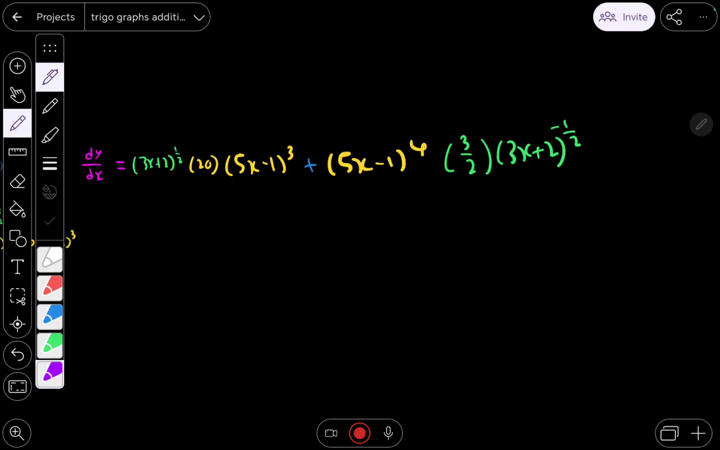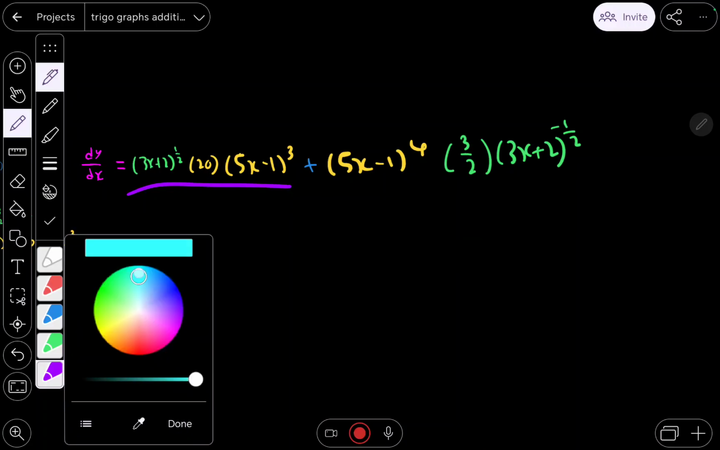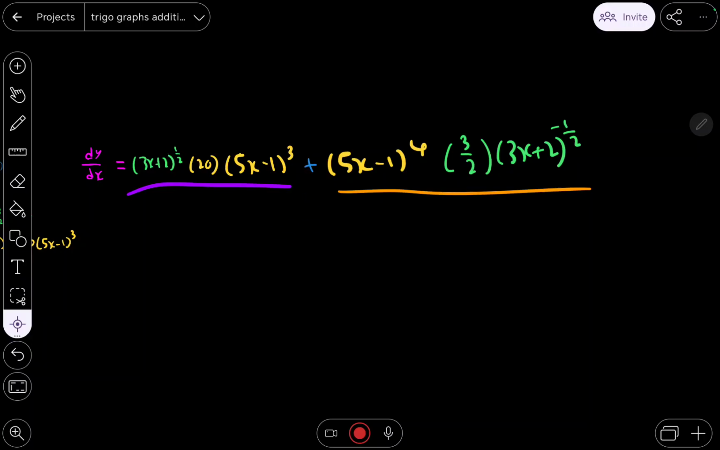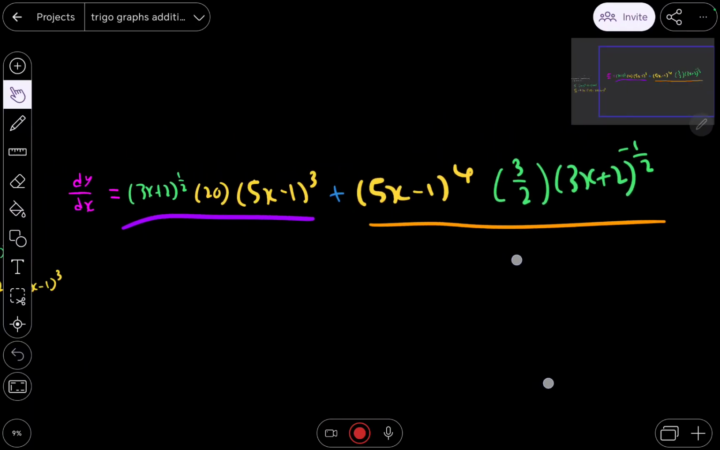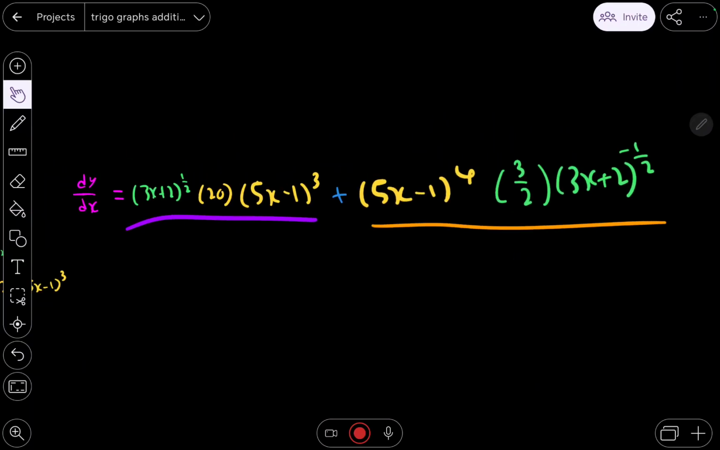Number one, this is your first term, and then your next term will be here. So in between the plus sign, this is your first term and this is your second term. Alright, so can we factorize, and how do you want to take out? I will go through it step by step over here.